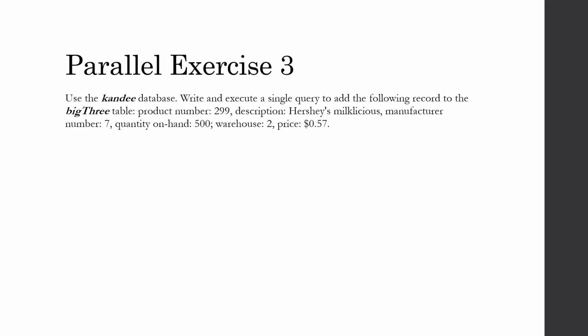Parallel exercise 3. Use the Candy database. Write and execute a single query to add the following record to the Big 3 table. Product number 299. Description: Hershey's Milkalicious, manufacturer number 7, quantity on hand 500, warehouse 2, price 57 cents.